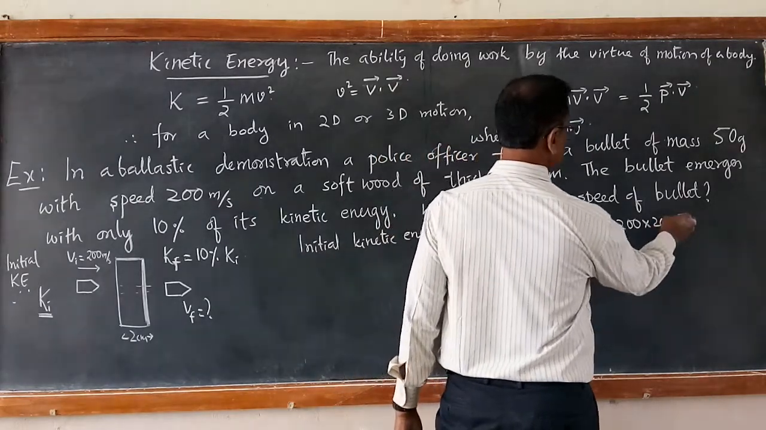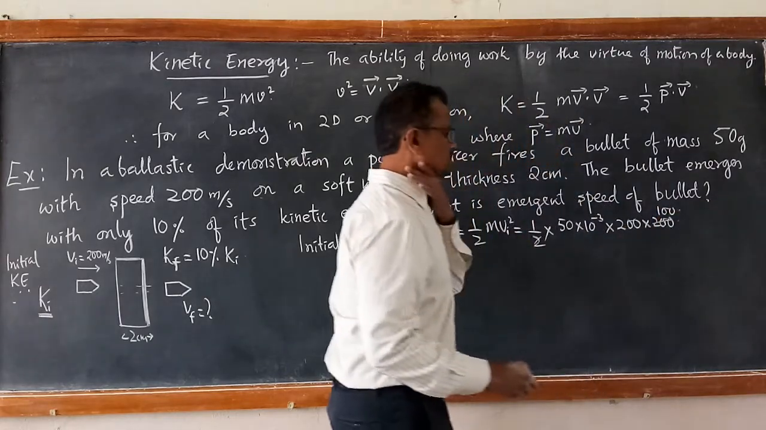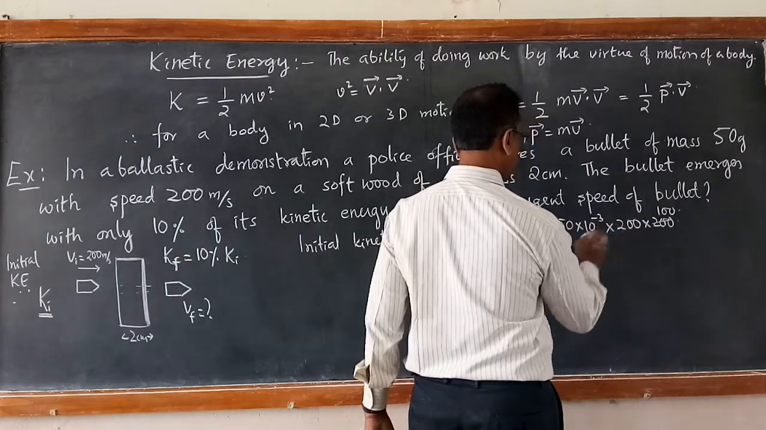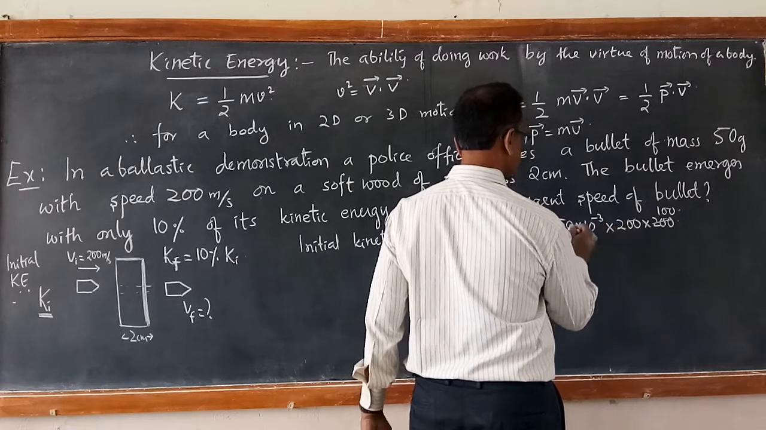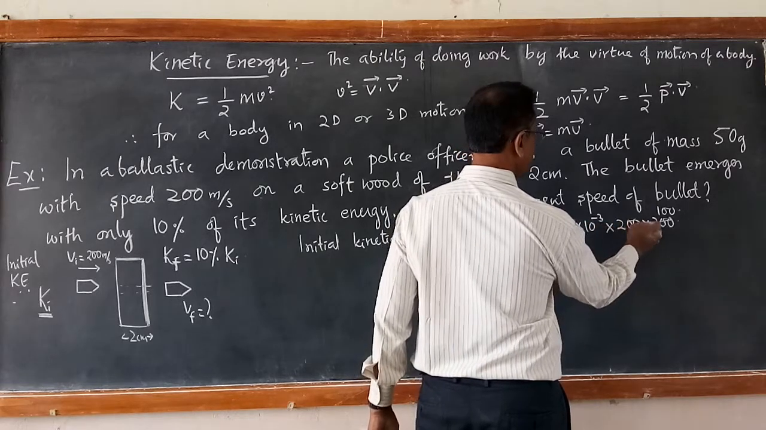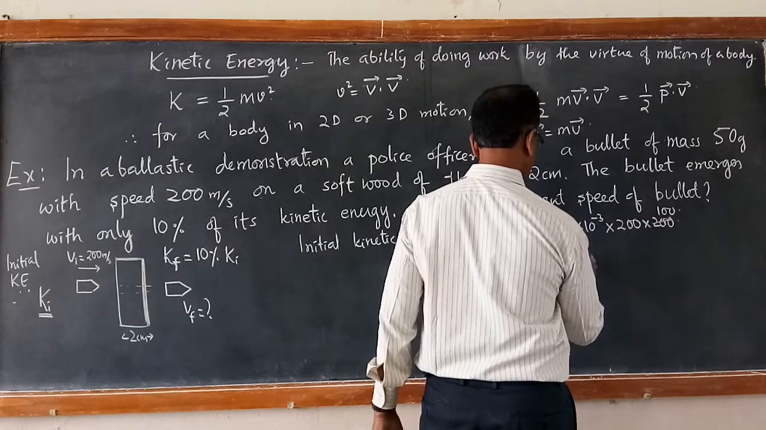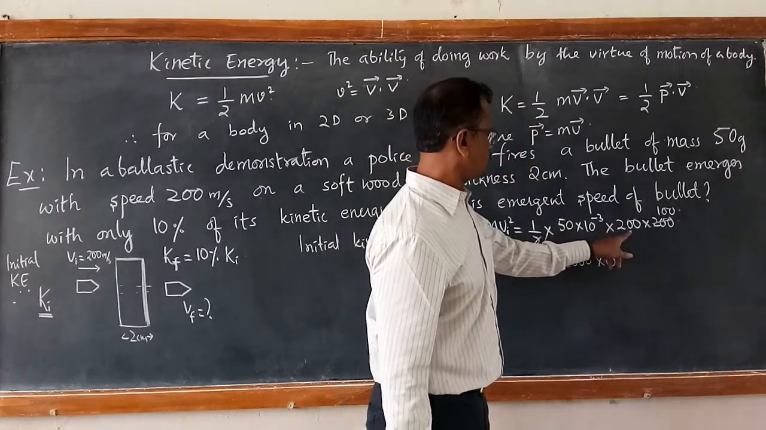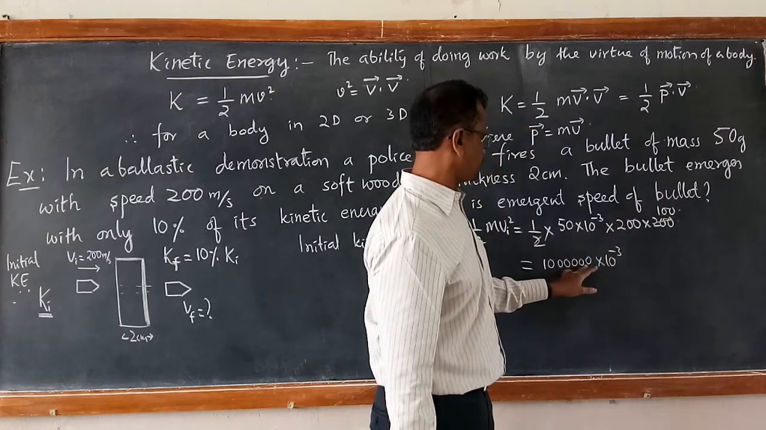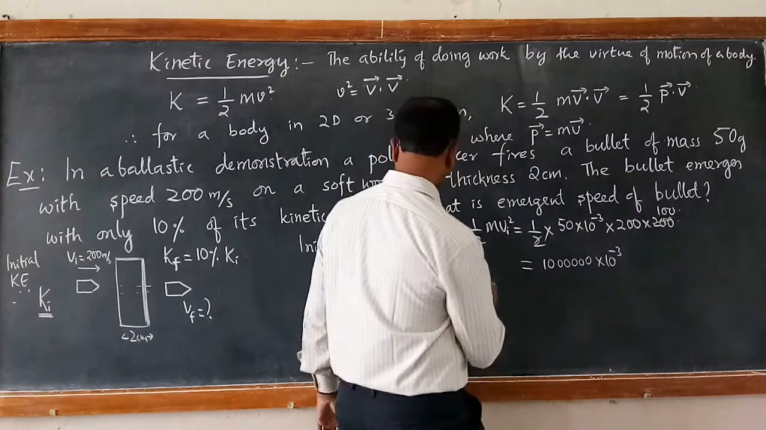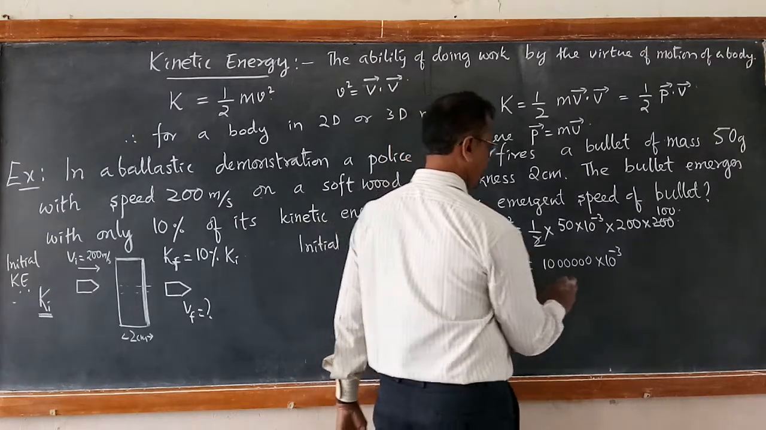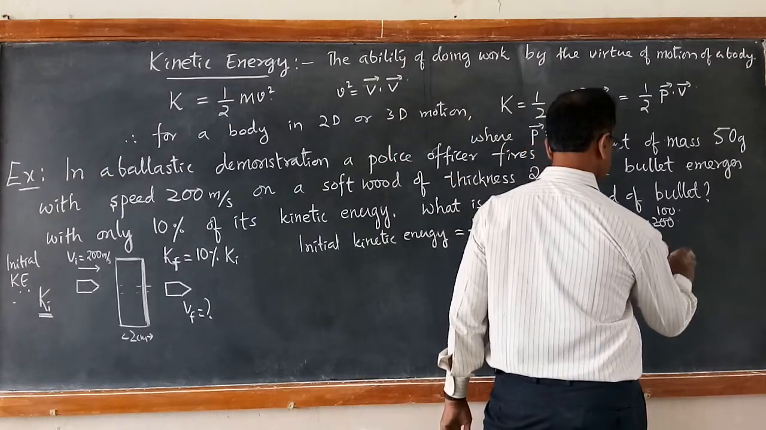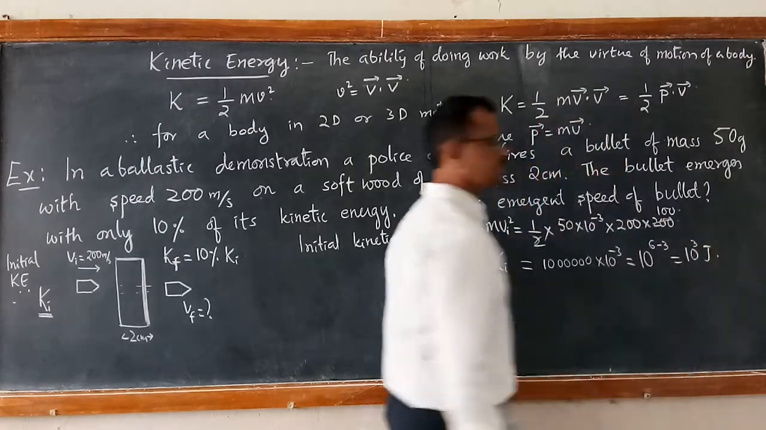So this you can calculate. Half of 200 is 100, and 100 into 200 is 20,000. Multiplying by 50 into 10 raised to minus 3 gives 5 into 10 raised to 6 into 10 raised to minus 3. So the initial kinetic energy Ki is equal to 10 raised to 3 joules. This is the initial kinetic energy.